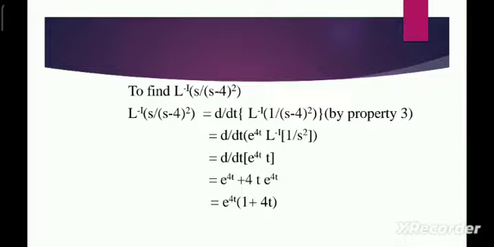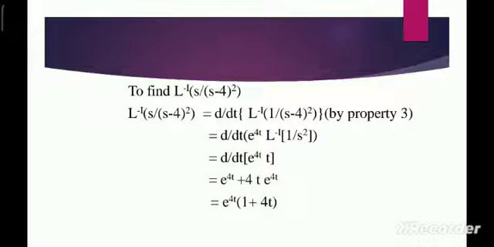The next is to find L inverse of s by (s minus 4) the whole squared. Here also I'm going to use property 3. Here f of s is given as 1 by (s minus 4) the whole squared. That f of s is multiplied by s here. Therefore, L inverse of s by (s minus 4) the whole squared is written in the form d by dt of L inverse of 1 by (s minus 4) the whole squared.